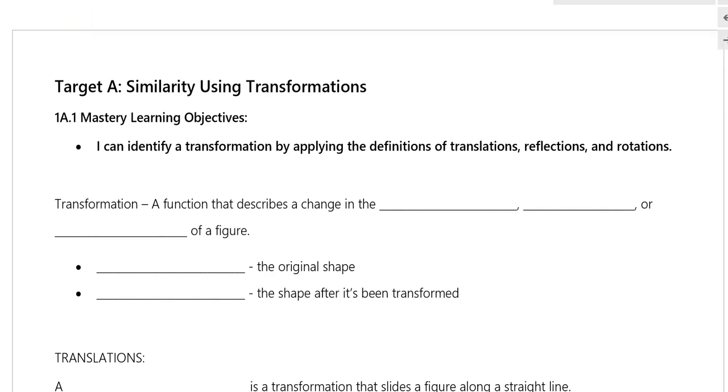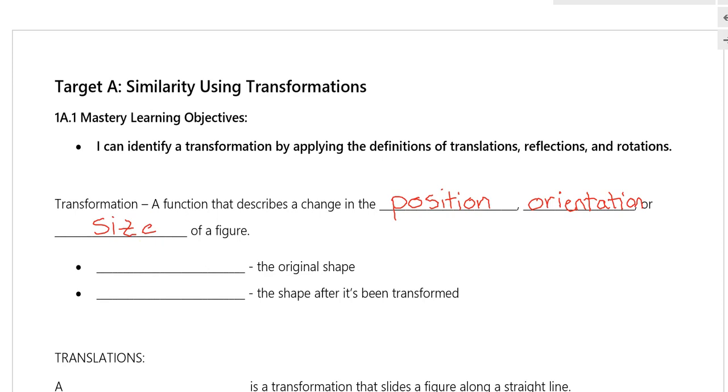A transformation is a function that describes a change in the position. So everything we're going to be doing is on graphs, so I might move where something is on the graph. The orientation. So that's like the direction you're facing, so you can spin things around. Or the size of a figure. Okay, so I can make it bigger or smaller.